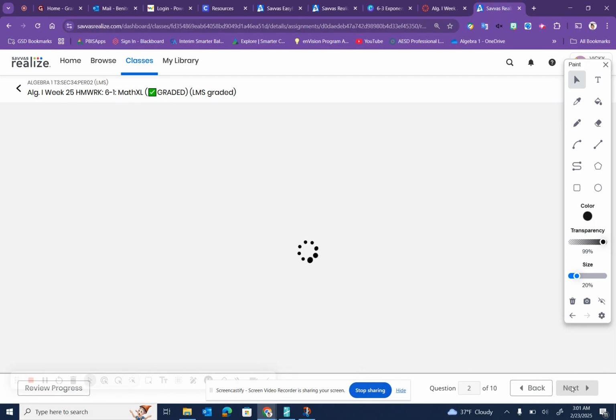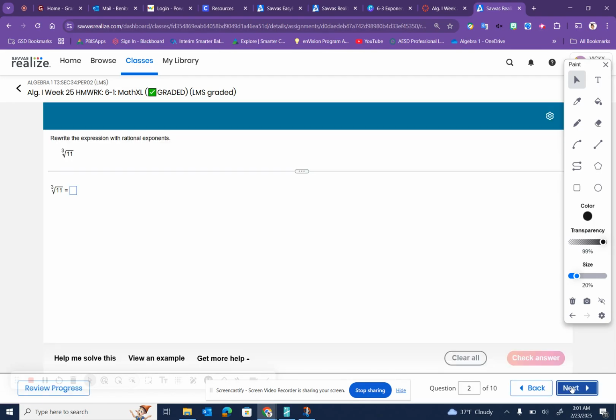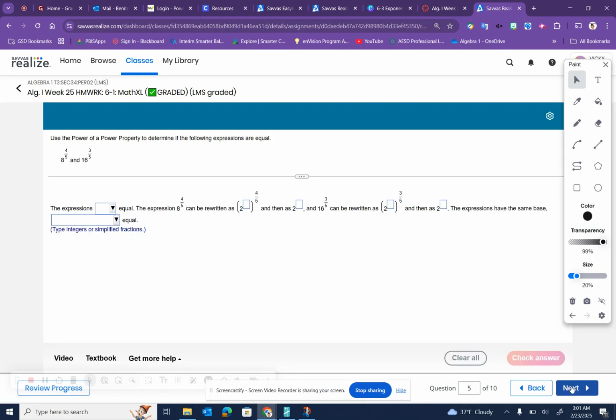Let me go forward to the ones that I've been getting most questions about. So something like this. This is the one I've been getting the most questions about. Here you have 8 to the 4/5 and 16 to the 3/5. So as you work on this one, you're looking at how can I simplify this more? By looking at my options here, or what they have me do.